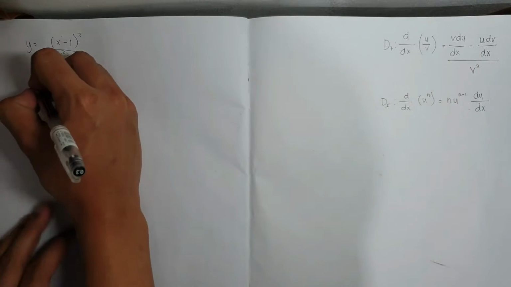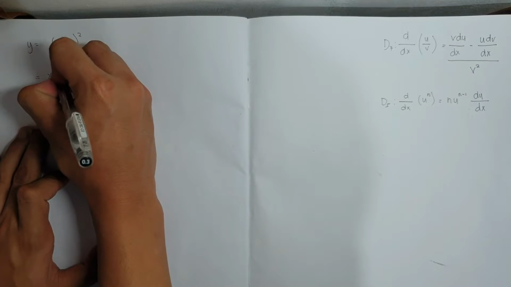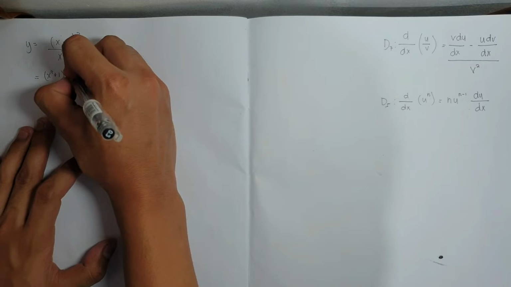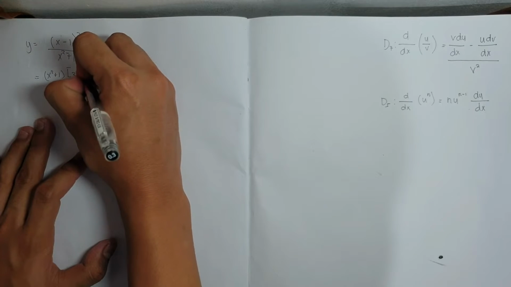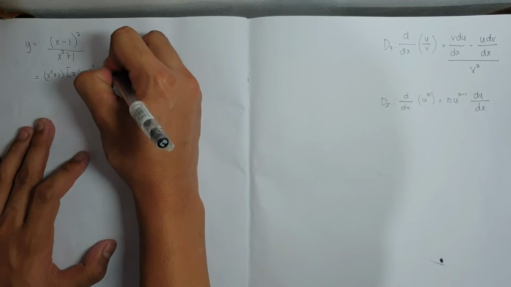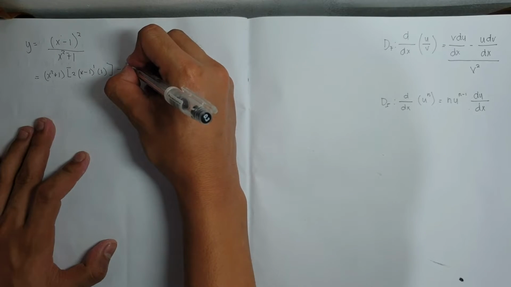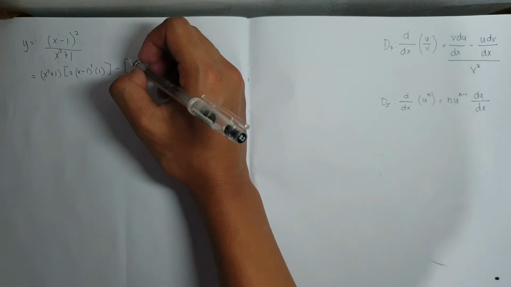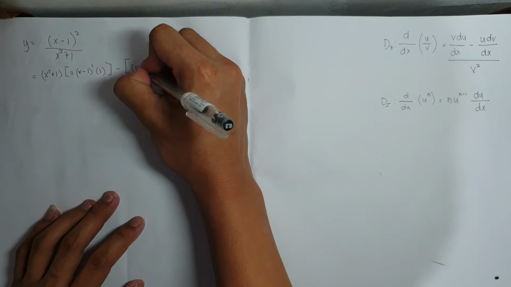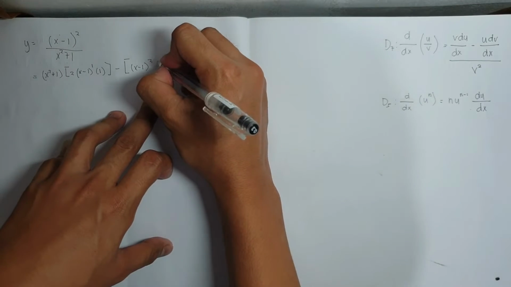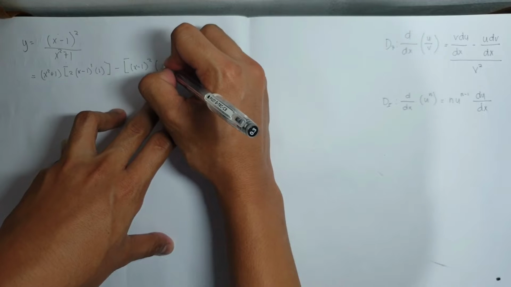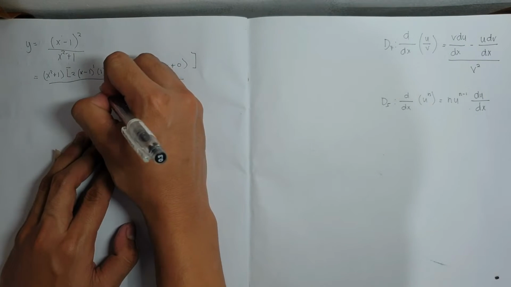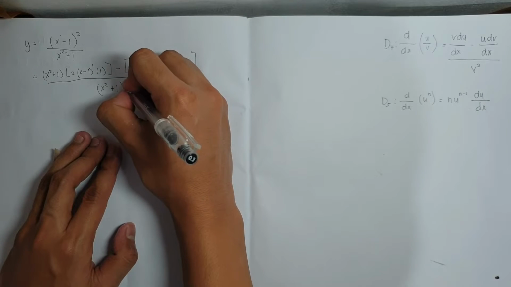So it equates to x squared plus 1, which is our v, multiplied by the derivative of u, which is 2 times (x minus 1) raised to the power of 1 multiplied by 1, subtracted by the u, which is equivalent to (x minus 1) squared, multiplied by the derivative of v, which is 2x plus 0, over (x squared plus 1) raised to the power of 2.